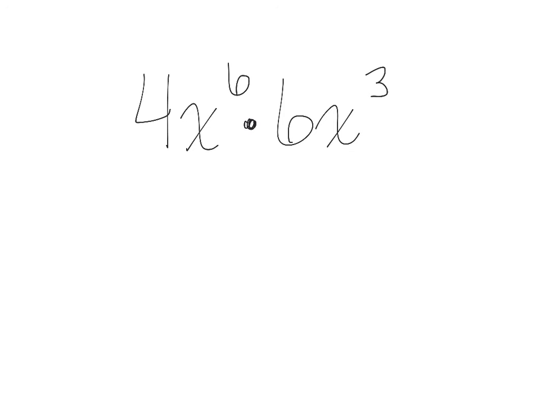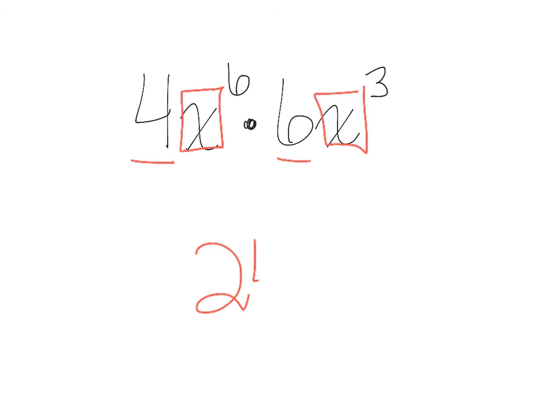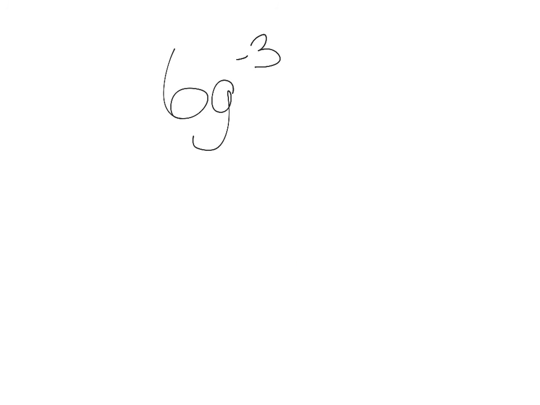For this problem, you're multiplying, which means you add your exponents. However, you're going to multiply your 4 and your 6 because those are not your bases. Your base are your x's, so that stays the same. So 6 times 4 is 24. My x is my base, and then 6 plus 3 gives me 9. So my answer is 24x to the 9th.